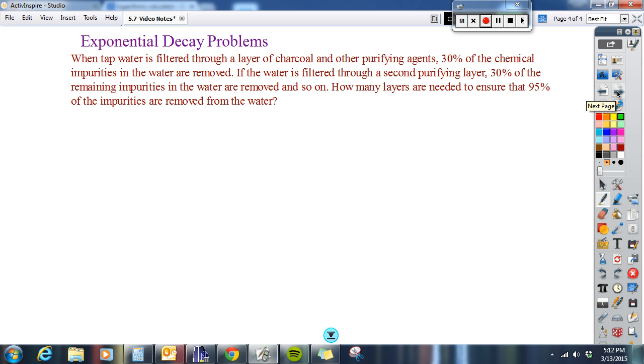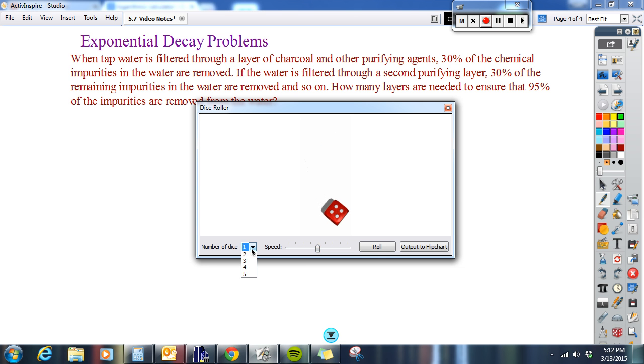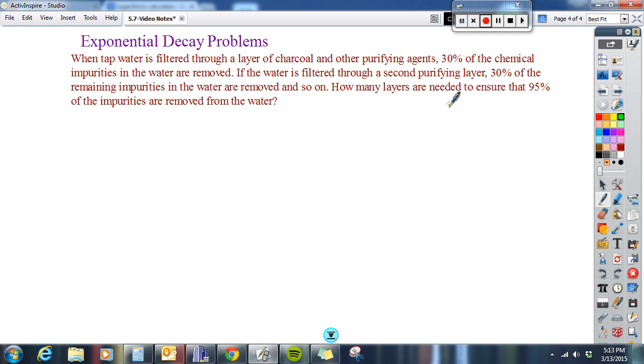Exponential decay. Let's roll some dice first. Okay, let's change this. Alright, enter that in your CPP. So exponential decay. So we remember now that this function has f of x equals p times 1 minus r to the x. So we're subtracting the rate. Okay? And so this problem is a little bit different. It's a tricky problem for sure, but we're going to be able to do it.